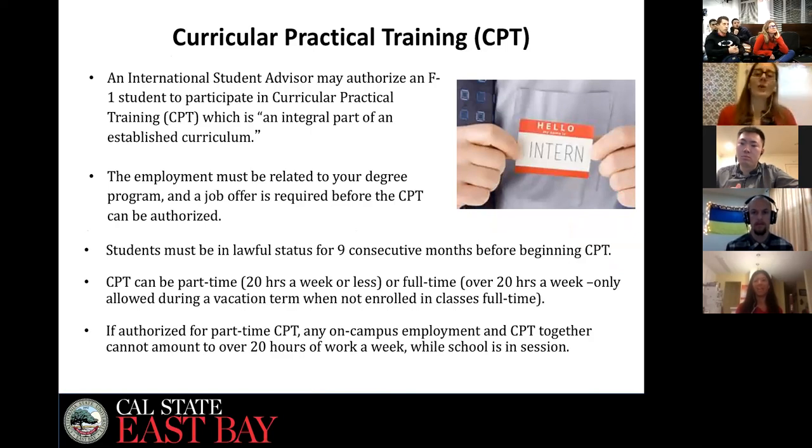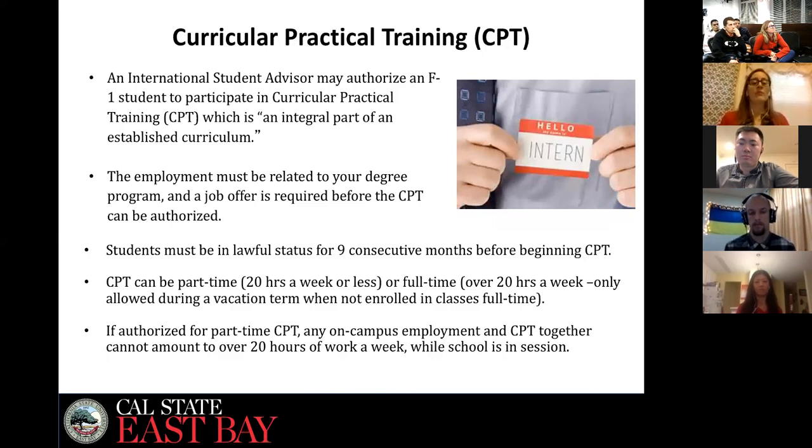So CPT is curricular practical training. This is a benefit of the F1 student visa for anyone studying in the United States in any field. An international student advisor on the campus can authorize an F1 student to participate in curricular practical training, which is an integral part of an established curriculum. So the employment must be related to your degree program, and a job offer is required before CPT can be authorized. So you can't just go get a job at a fast food restaurant, for example. It's not just a job off campus. It has to be related to your field of study.